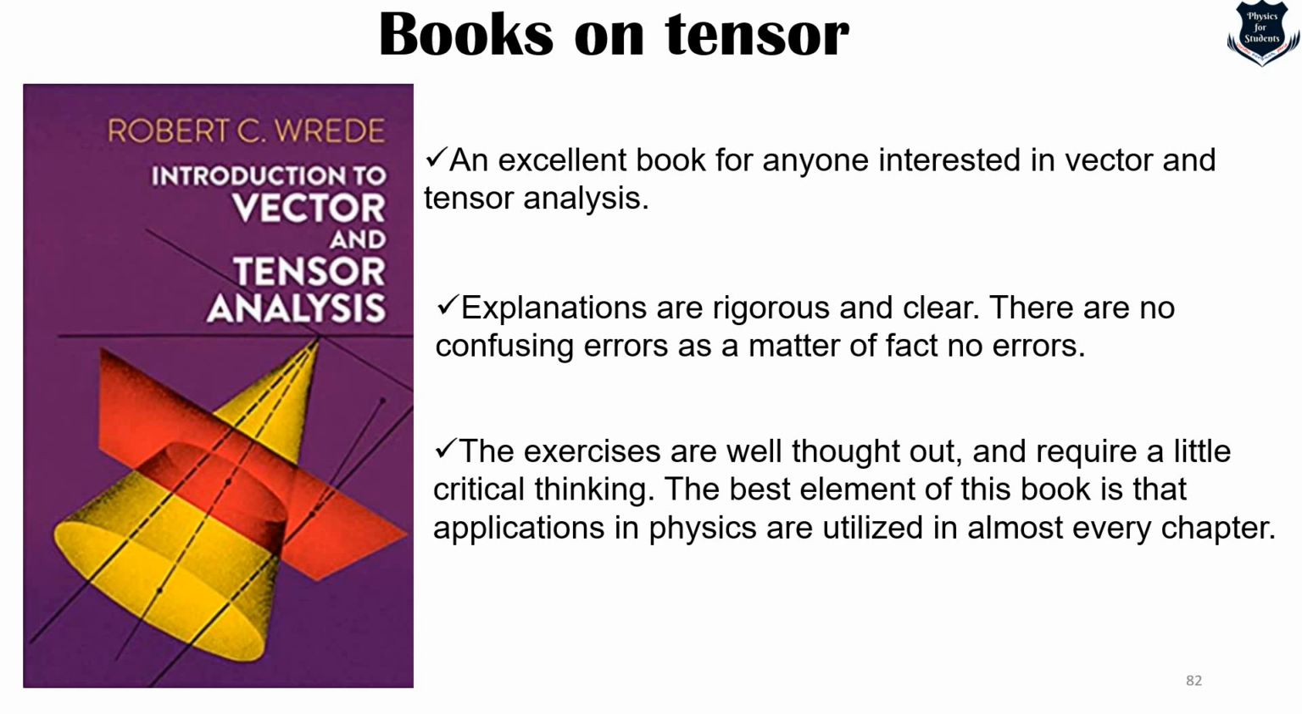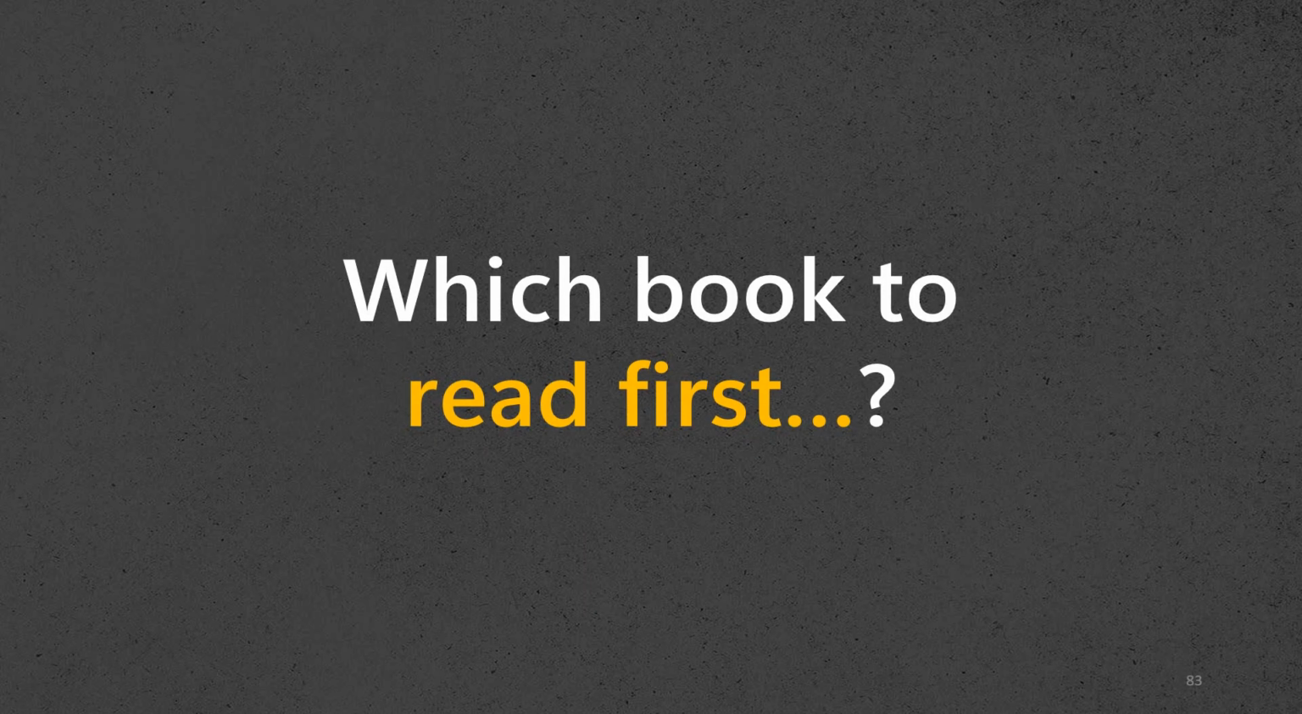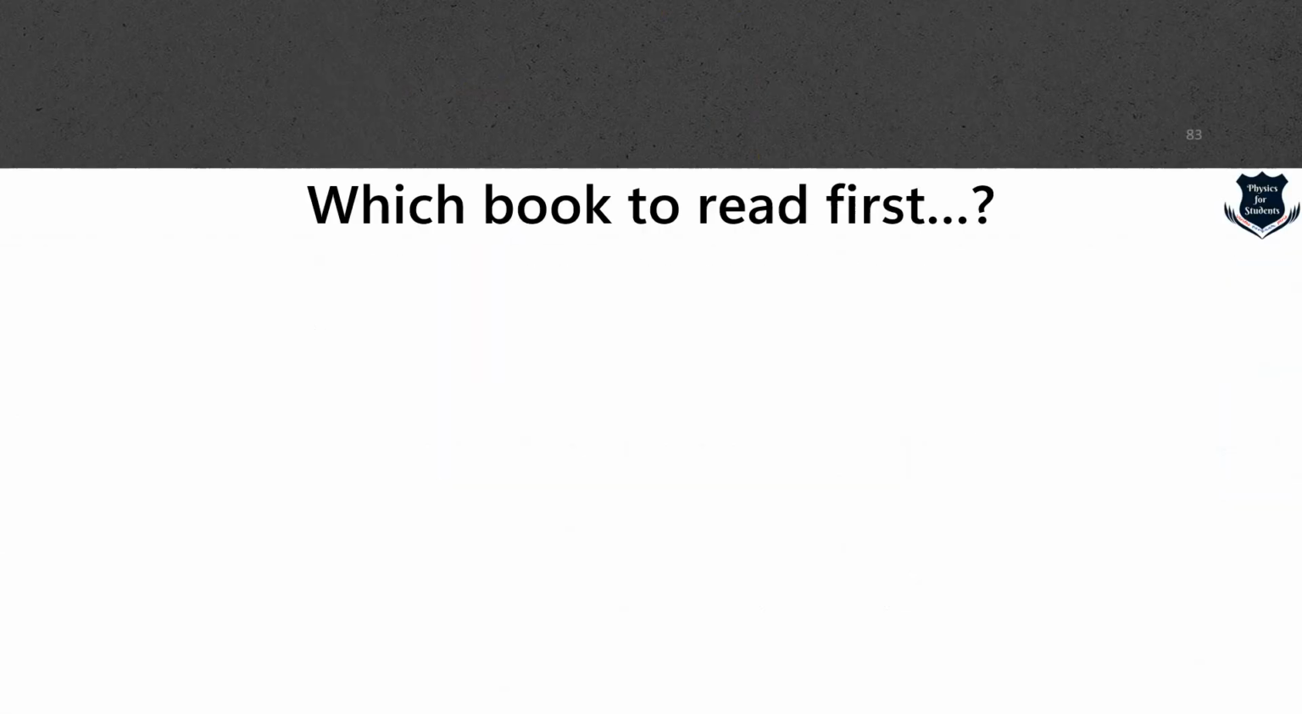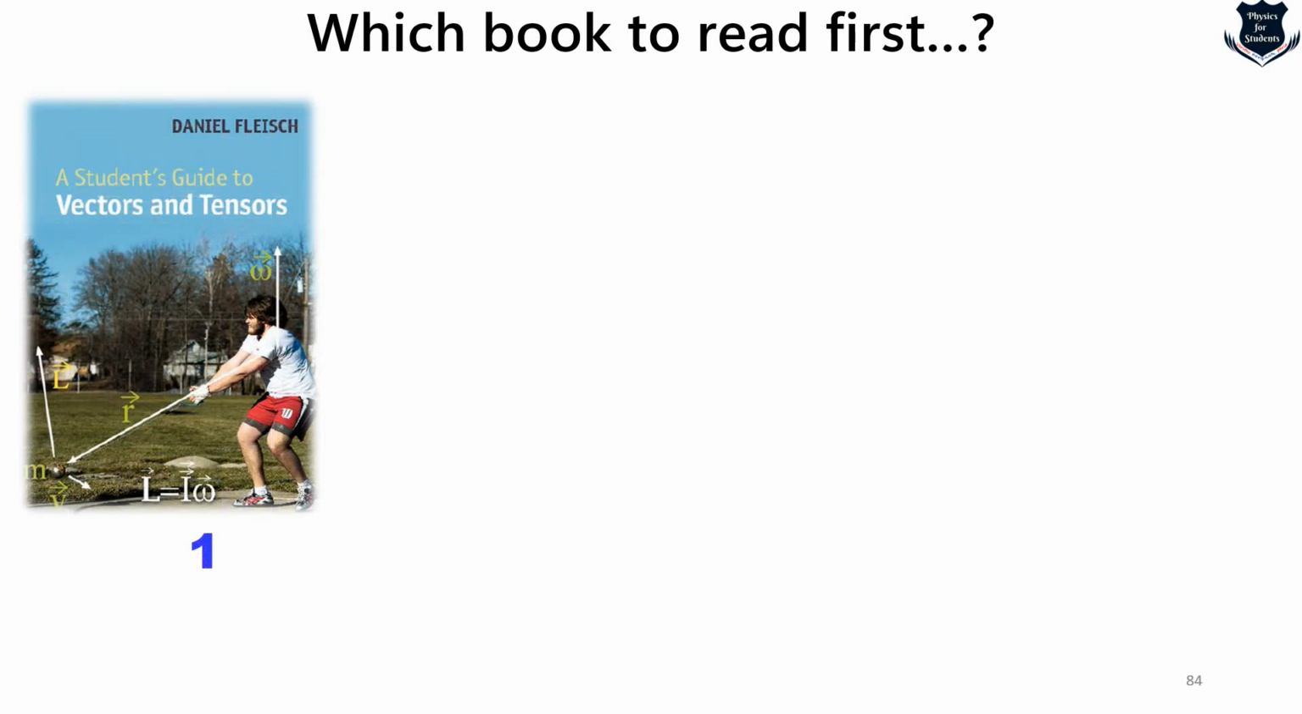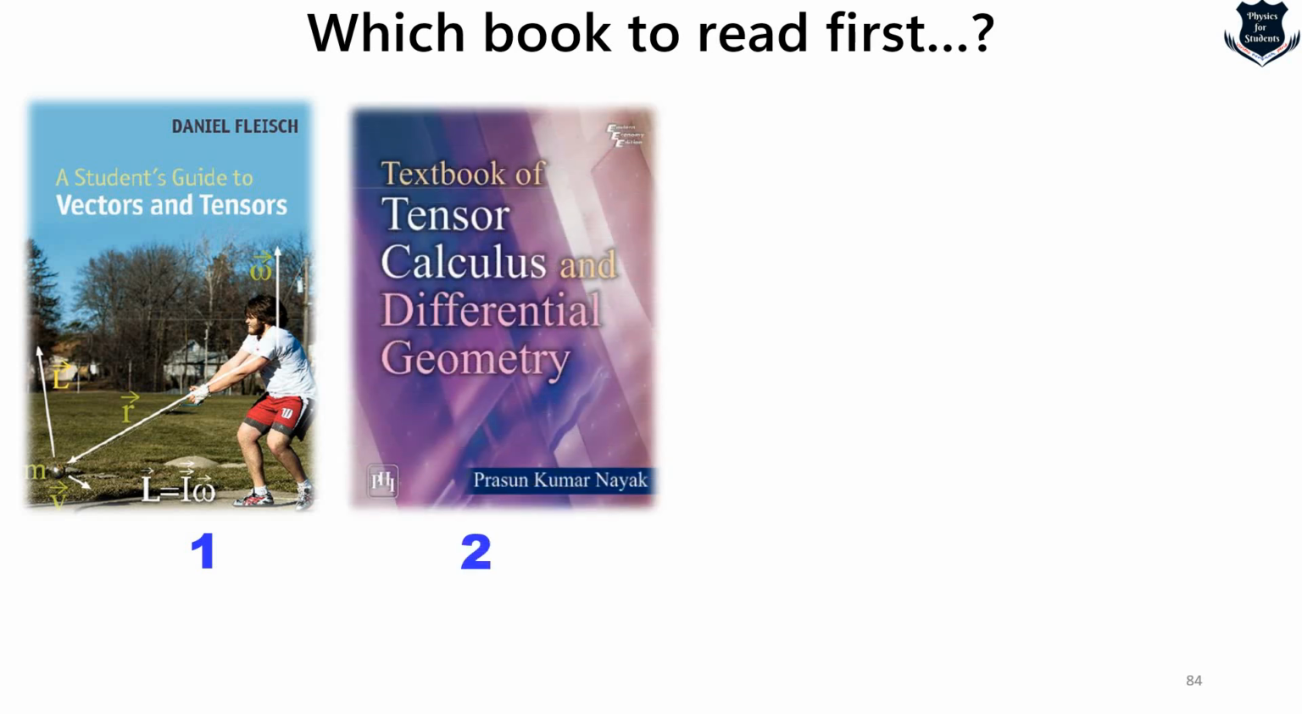Now you might be feeling confused: so many books, so many opinions, which one will I go for? Hold on, I will now tell you the chronology and how you should go ahead reading these books, which book to read first. The first would be this one. If you want both an intuitive, simple, easy understanding of tensors, then go straight to Prasun Kumar Nayak's book, because this is the book which will take you through differential geometry, curved surfaces, tensor calculus, and the amount of physics that is required. It won't teach you everything related to physics, but that which is required.